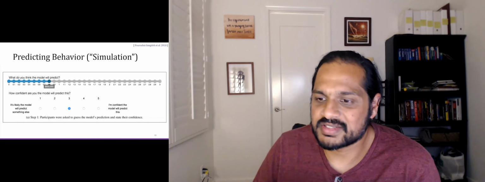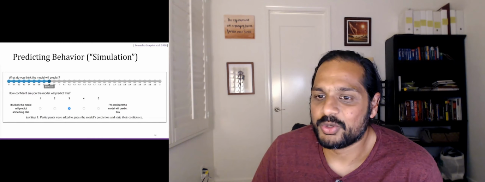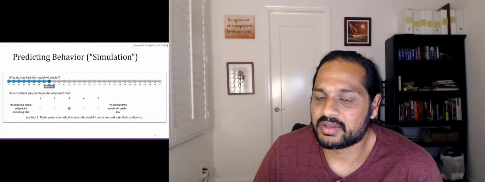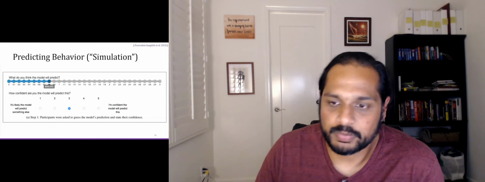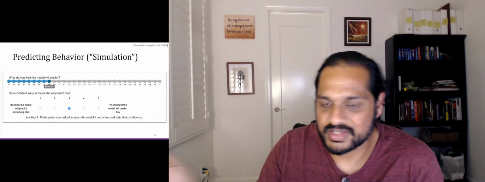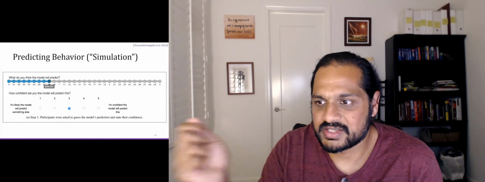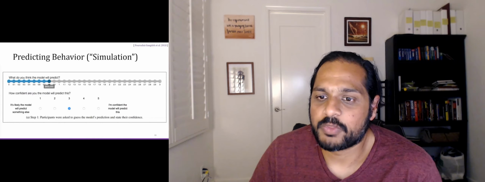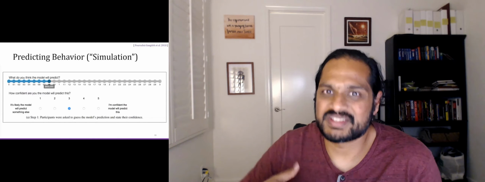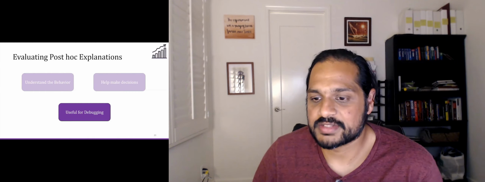Lots of people have done this. This is an example UI of what this might look like, where they're trying to see what the model would predict. The user has to select, in regression in this case, a number for what the prediction should be. And they have to express how confident they are in that guess.